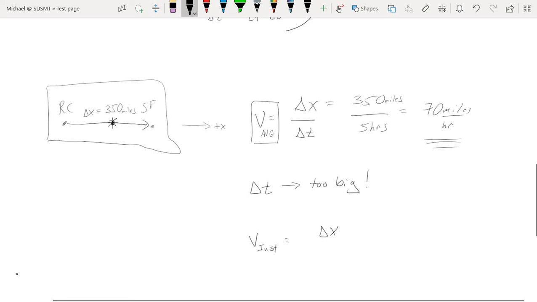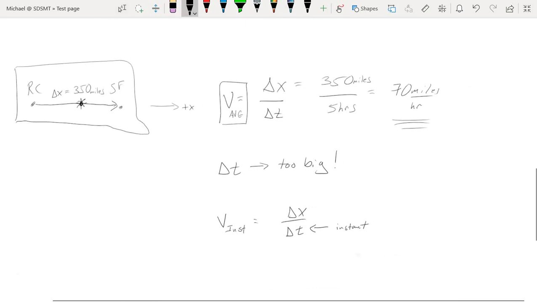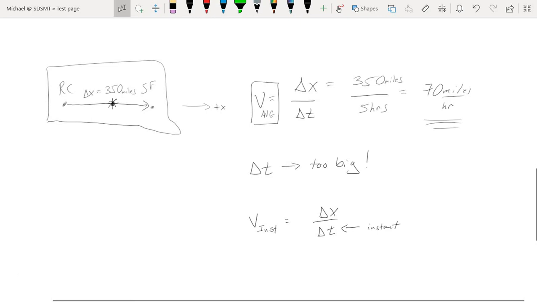would require us to take our definition of velocity and shrink our time interval down to an instant in time. And so that brings up the question, well, how long is an instant? And this is where the calculus comes in. So this is why we have our calculus prerequisite.